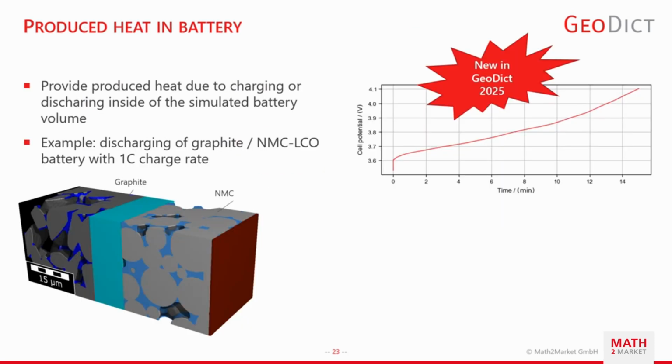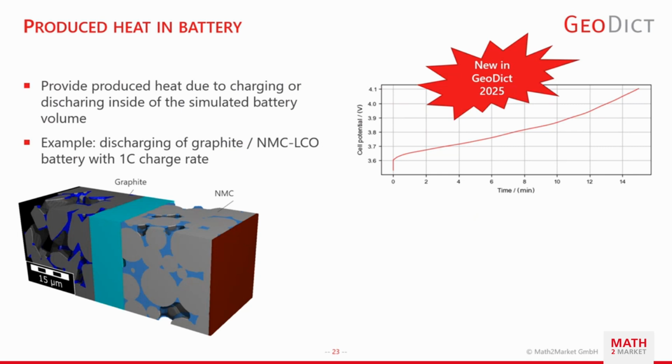And yeah, I will just show you some of the new things that we introduced into the new GeoDict 2025. One of them is the heat production inside of the battery. So here you see a graphite NMC battery, and it is charged at 1C charging rate from 3.5 volts until 4.1 volts. During this charging, of course, a lot of energy will go inside of the battery. But part of the energy that you put into the system will be dissipated into heat.